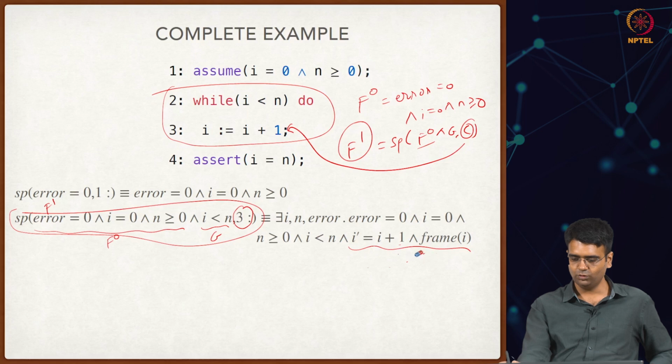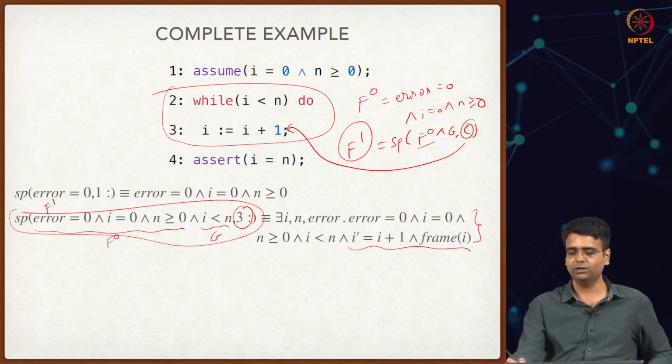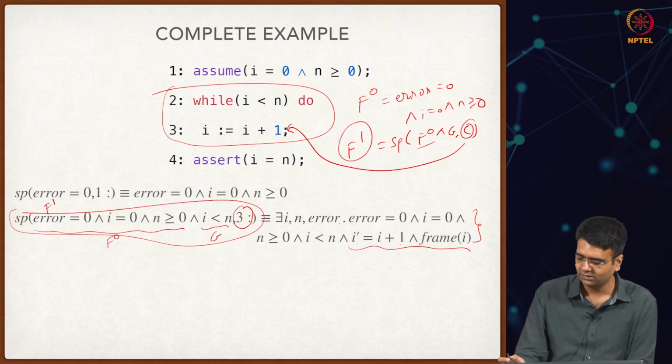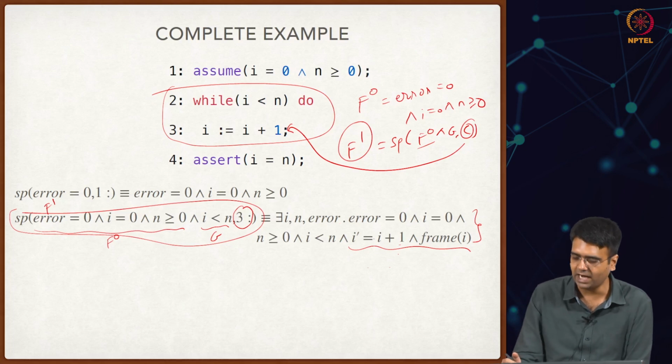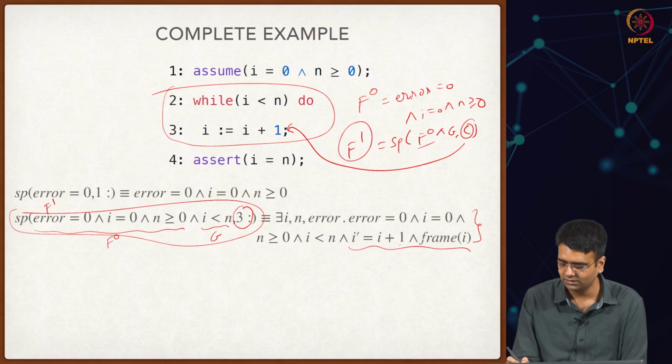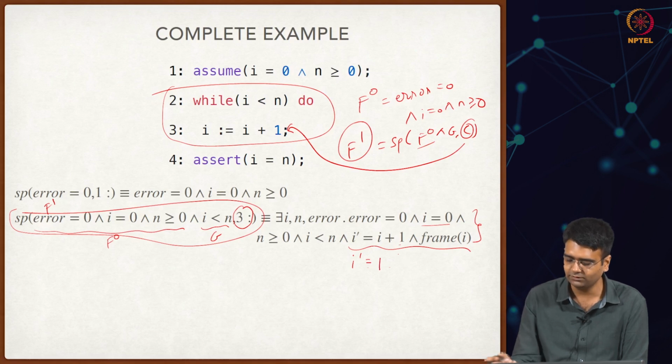Okay. So now for this particular formula, I need to again do quantifier elimination. So I need to eliminate all of the existentially quantified variables. So this is I, n and error, and I need to ensure that only the primed variables survive. So again, if you look at this formula carefully, I have I prime is equal to I plus 1, and I also have I equal to 0. So what can I say about I prime? I prime is definitely going to be 1. What about the rest of the variables? So error prime is going to be 0.